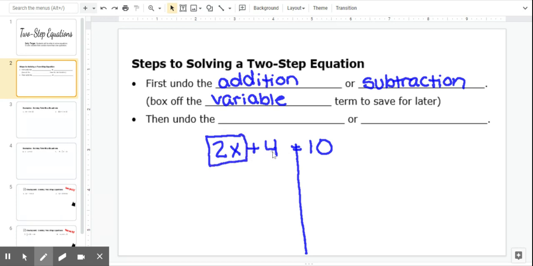Outside the box, I have this plus 4, and I need to undo that. The opposite of addition is subtraction, so I'm going to take away 4 from both sides. The 4's will cancel. I draw my big underline, drop down that 2x equals, and then this side we're going to actually do the math. So 10 minus 4 just gives me 6. Last step is to undo the multiplication or division.